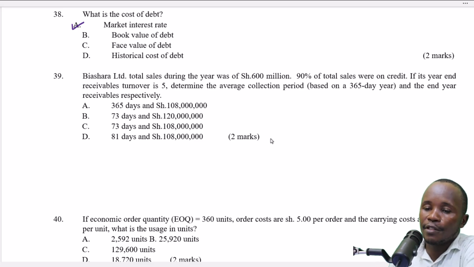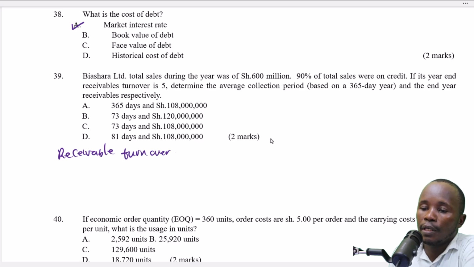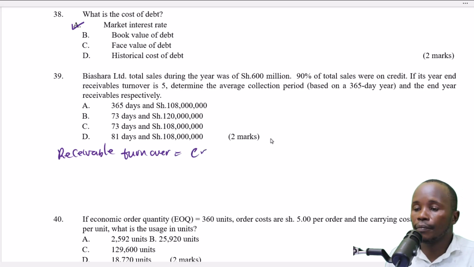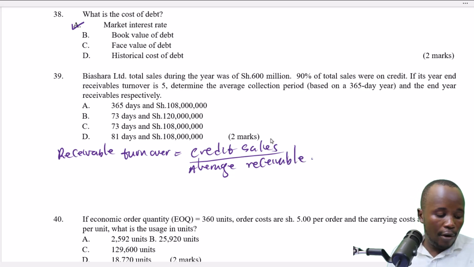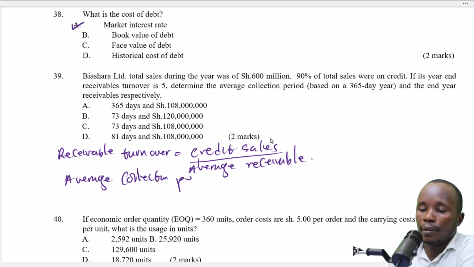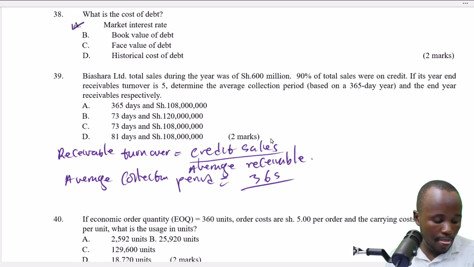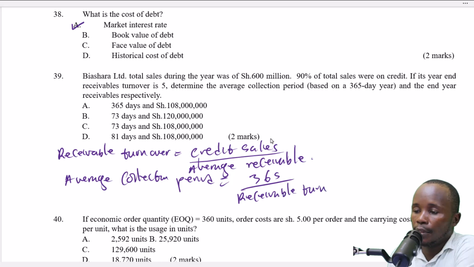Now, let's first of all ask ourselves, how do you find receivable turnover? Receivable turnover is found by credit sales divided by average receivables. If you want to get the average collection period, you get 365, which is the number of days per year, divided by receivable turnover.